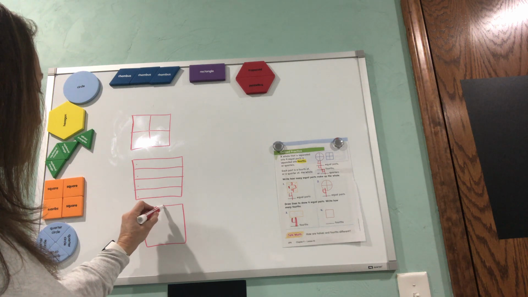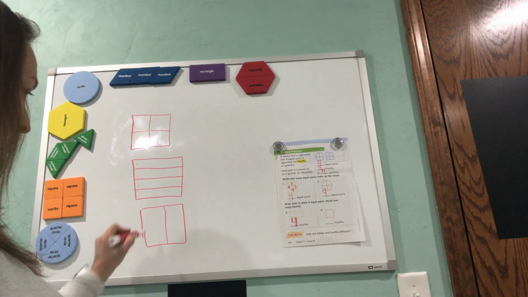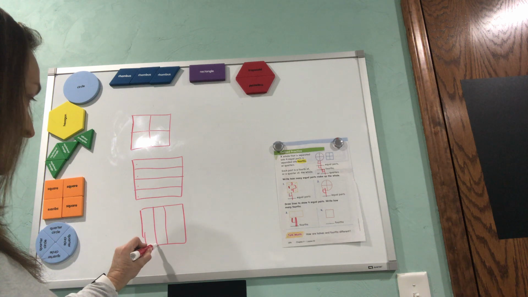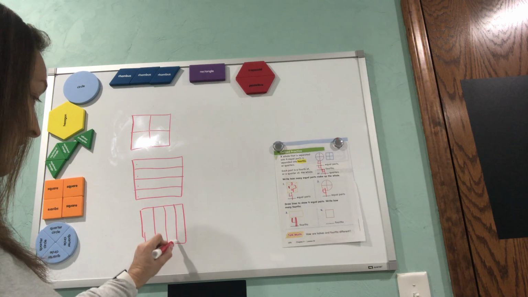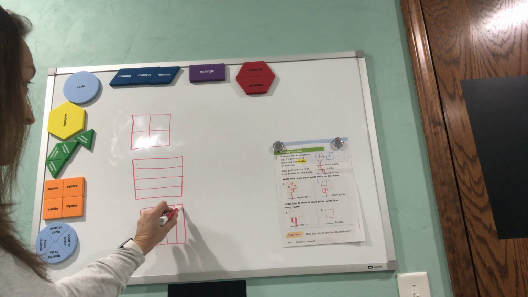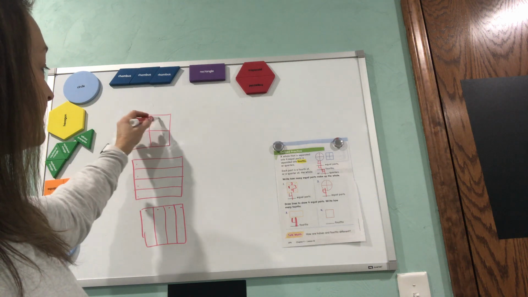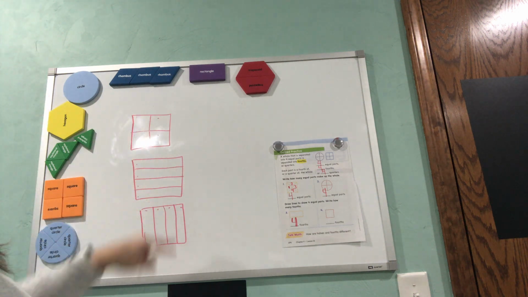Can I go down the center? 2 equal parts. I'm going to divide that one into 2 parts. That one into 2 parts. 1, 2, 3, 4. So I have 4 parts.